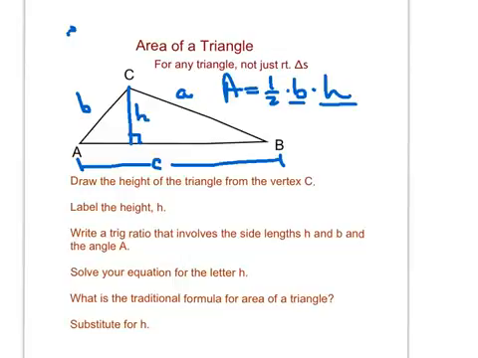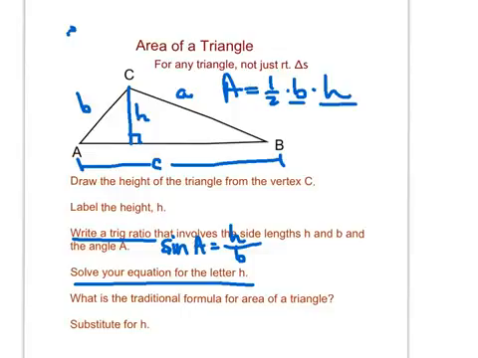Then the next thing I'd want you to do is to think about what's a trig ratio that involves the side length H and B and the angle A. So you're thinking about what trig ratio involves A, H, and B. You should have come up with the sine, since the opposite is H, and the hypotenuse is B. Solve the equation for the letter H. So solve the equation for the height of the triangle.